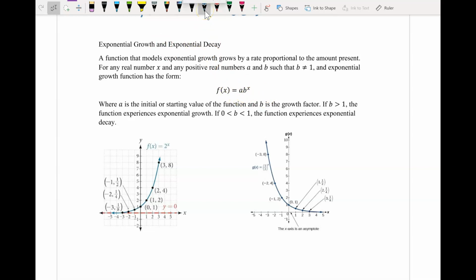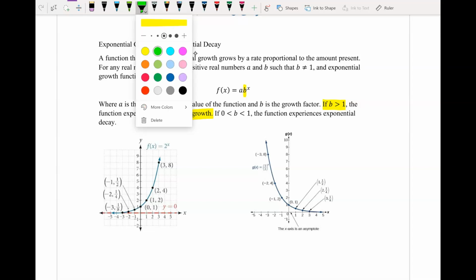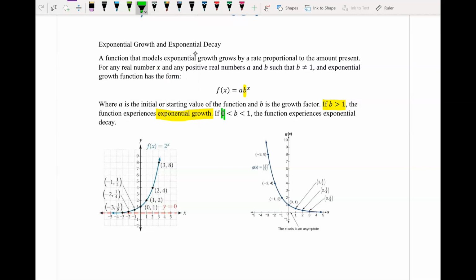Now, how do we know if we have exponential growth or decay? Well, that will depend on what b is. So this b will determine if something's going to be exponential growth or decay. If my b is greater than 1, you got exponential growth. If your b value, though, is a number between 0 and 1, so some decimal between 0 and 1, this one experiences exponential decay.